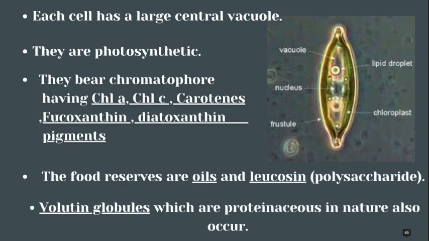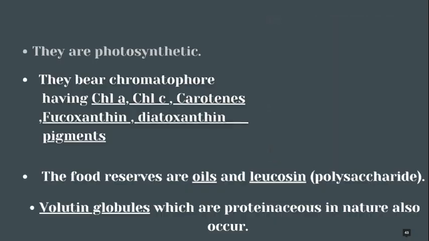You can see that each cell has a large central vacuole and the nucleus is embedded in the vacuole. They are photosynthetic as mentioned earlier. The food reserves are oils and leucosin, which is a polysaccharide. Protein globules are also found, which are proteinaceous in nature.